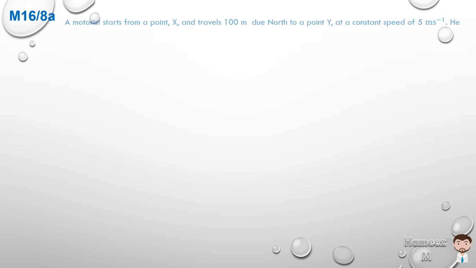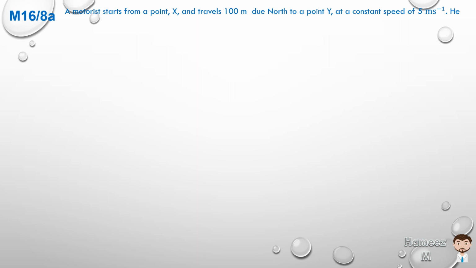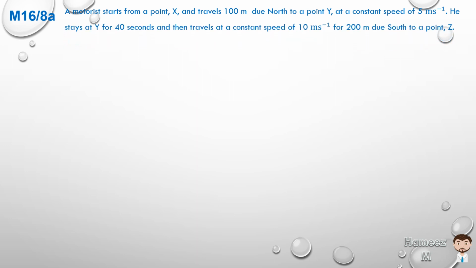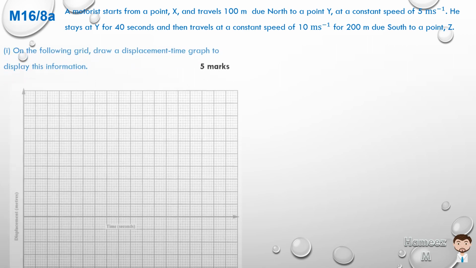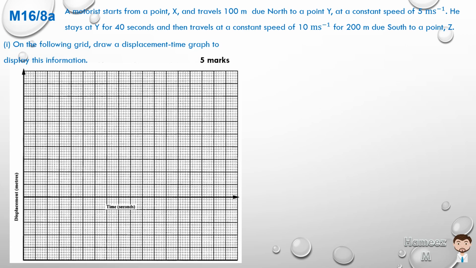May 2016, number 8A. A motorist starts from a point X and travels 100 meters due north to a point Y at a constant speed of 5 meters per second. He stays at Y for 40 seconds and then travels at a constant speed of 10 meters per second for 200 meters due south, which means in the opposite direction, to a point Z. Part 1. On the following grid, draw a displacement time graph to display this information.